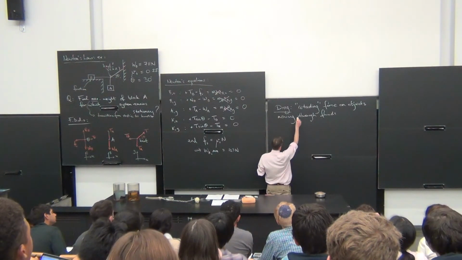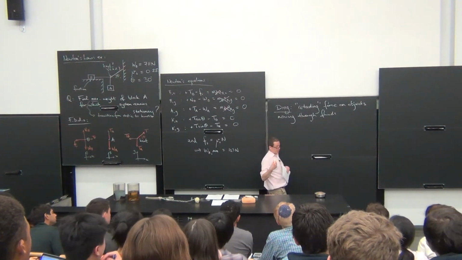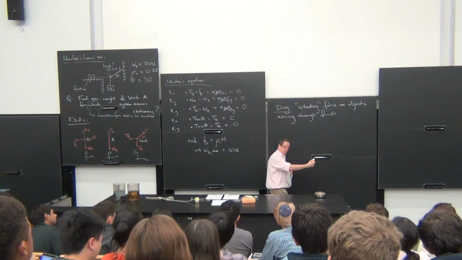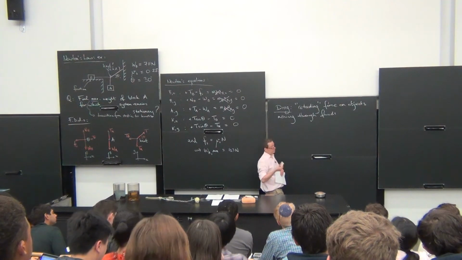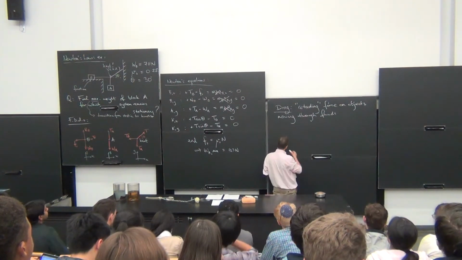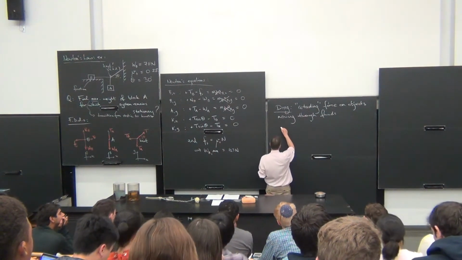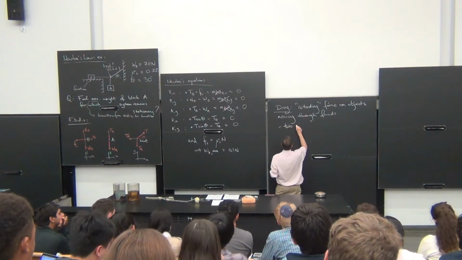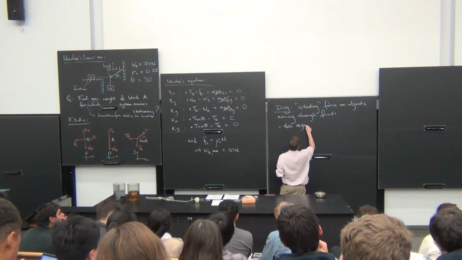So the first thing is, I said it's retarding, it's going to resist relative motion. So if an object is moving in a certain direction through a fluid, the drag force is going to be in the opposite direction to impede that motion. And so there are actually two scenarios. Let me write this like this. Two regimes of drag force.